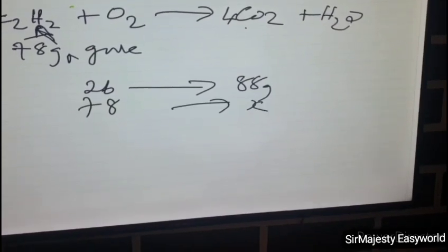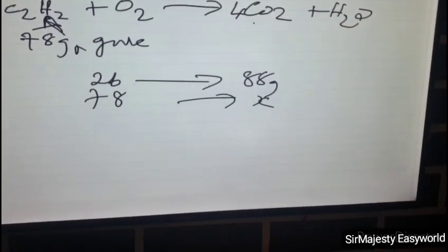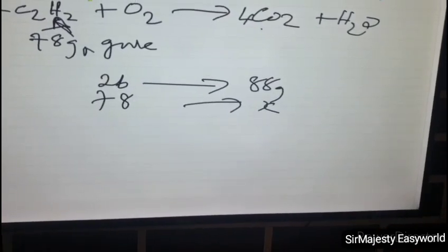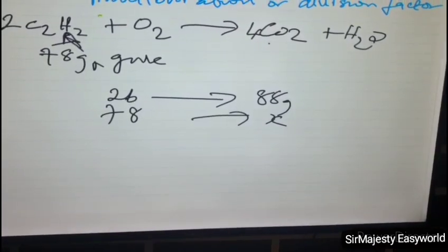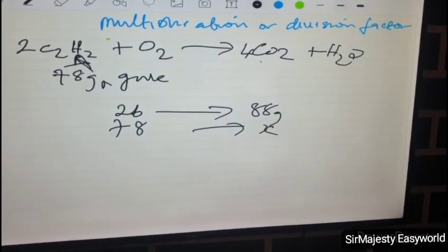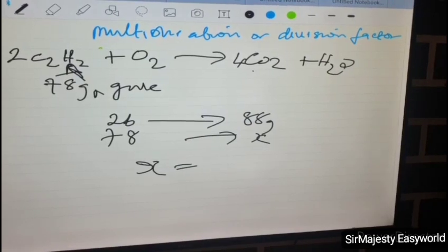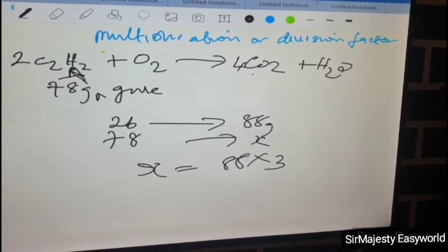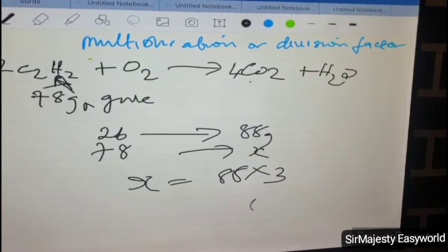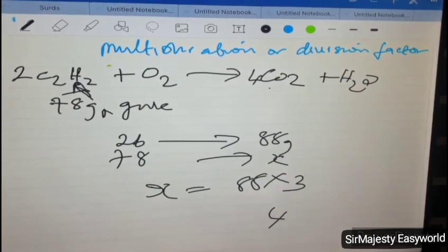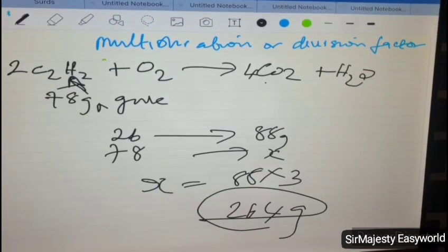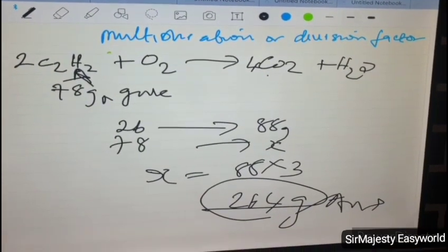It comes down to that multiplication factor I taught you earlier. Watch this. 26, when you multiply it by 3, it will automatically give you 78. It means that X will be 88 times 3 because our multiplication factor in this case is 3. So X is simply 88 times 3. 3 times 8 is 24. We carry 2, 3 times 8 again is 24 plus 2. So we have our 264 grams as our answer, as I told you earlier.